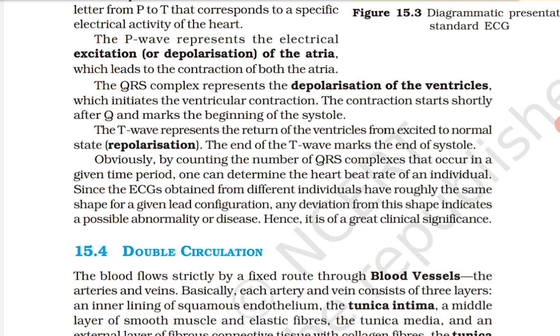Each peak in the ECG is identified with a letter from P to T that corresponds to a specific electrical activity of the heart. Questions come from here, definitely. The P wave represents the electrical excitation or depolarization of the atria, which leads to the contraction of both the atria. The QRS complex represents the depolarization of the ventricles, which initiate the ventricular contraction. The contraction starts shortly after the Q and marks the beginning of the systole, that is contraction.